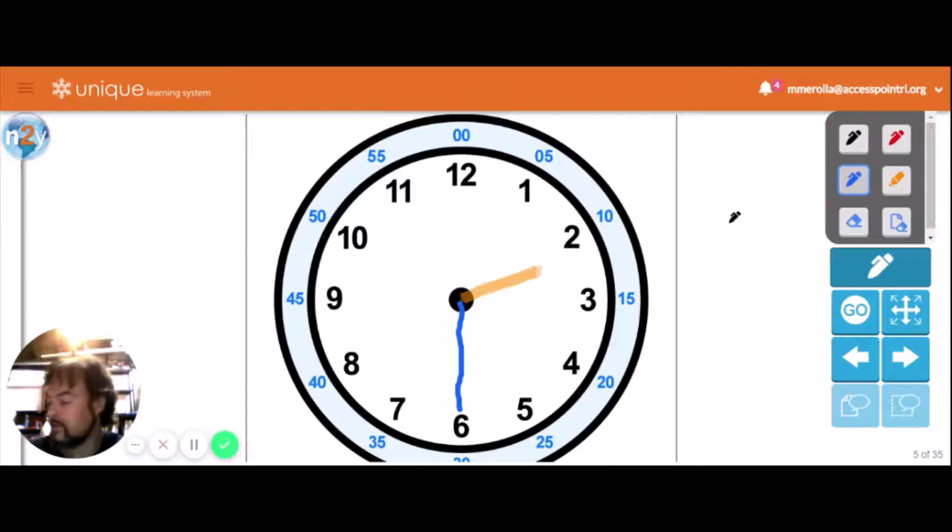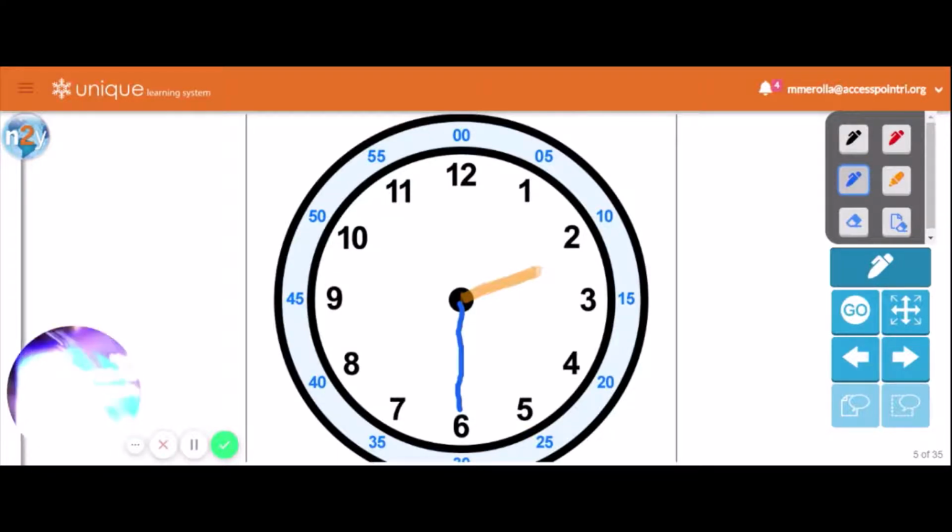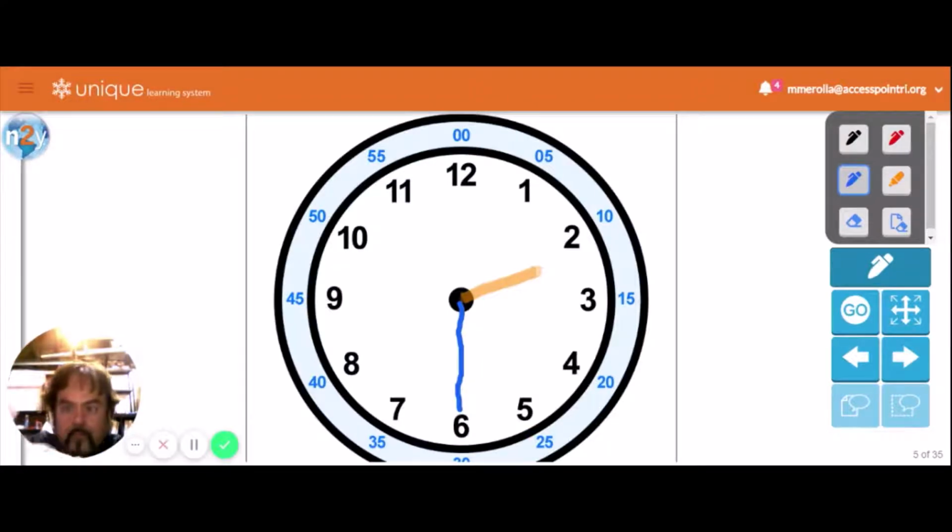There are different ways that you can tell time. Most people I think nowadays use a cell phone. On my cell phone you can see the time right there, and it also tells me the date. Some people use a watch.